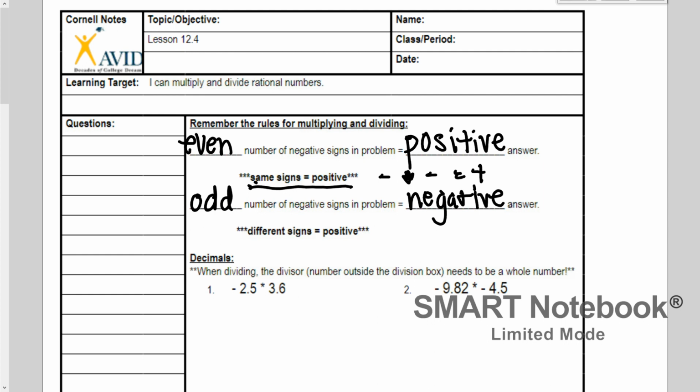So an example of this is when they have different signs, and here's where the typo is. If they have different signs, if one number is positive and one number is negative, the answer is going to be negative. Okay. Same rules as when we did integers. Same sign, positive, different signs, negative.